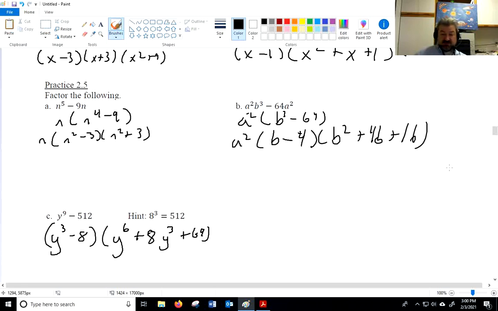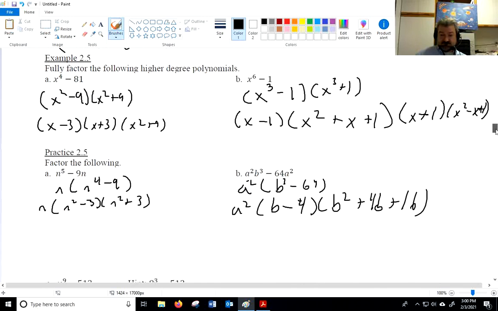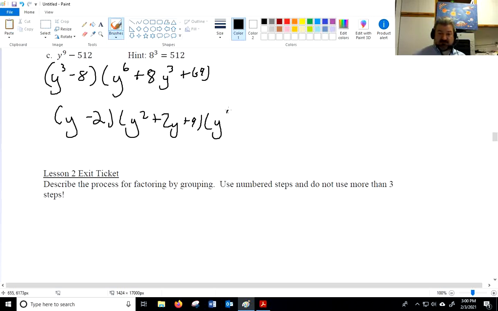And I also need to do the other side. So I need to factor the y cubed minus 8. Y cubed minus 8 is y minus 2, and then I have y squared plus 2y plus 4, times y to the 6th plus 8y cubed plus 64. All right, there we have it.